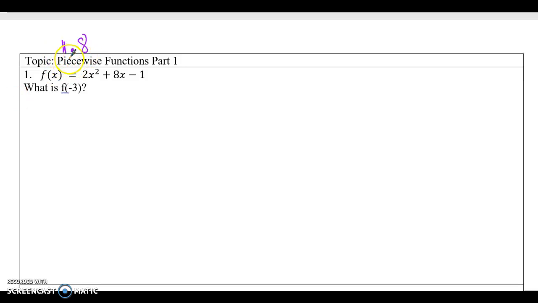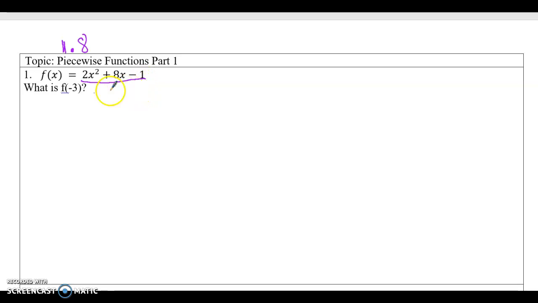Hello, today we're going to do topic 1.8, Piecewise Functions Part 1. Okay, so first we have to kind of know what a piecewise function is. Before we do that, we're just going to look at a function. So we know that this is a function because it says f of x equals 2x squared plus 8x minus 1.